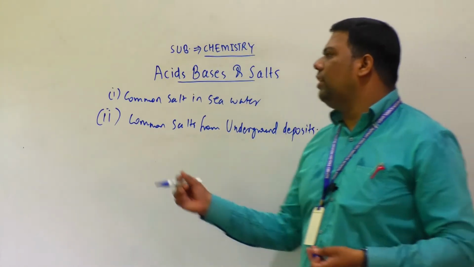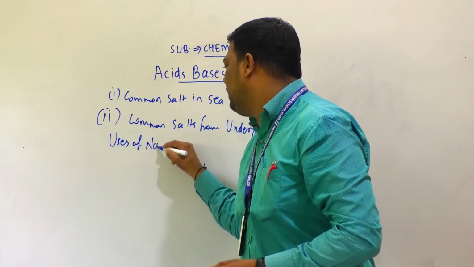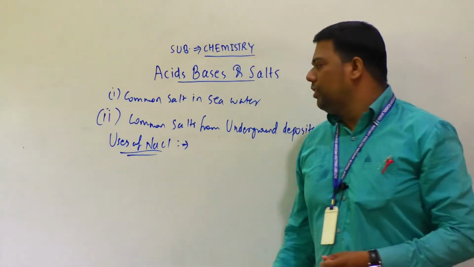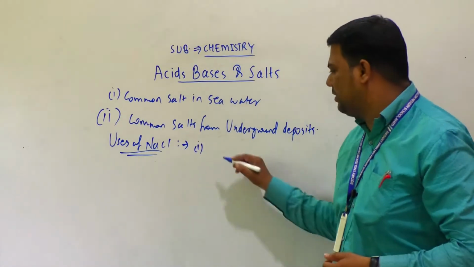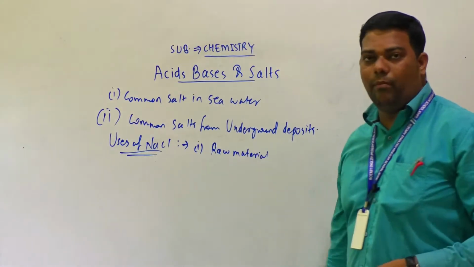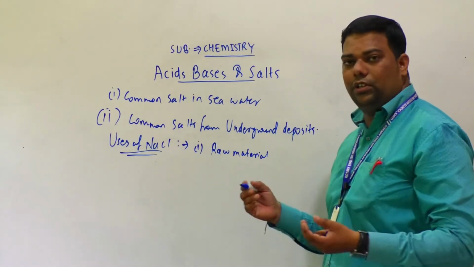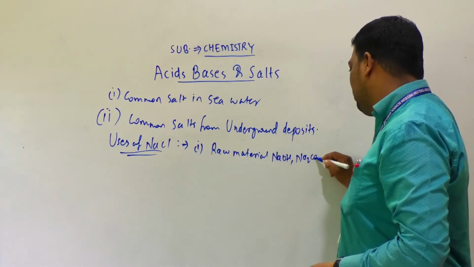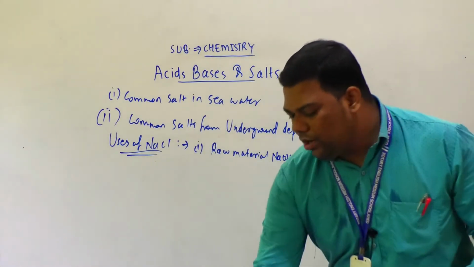Now we will discuss the uses of NaCl, very important uses. The first use is as a raw material for making a number of chemicals, like NaOH, Na2CO3, and NaHCO3. Understood? So these are the uses.